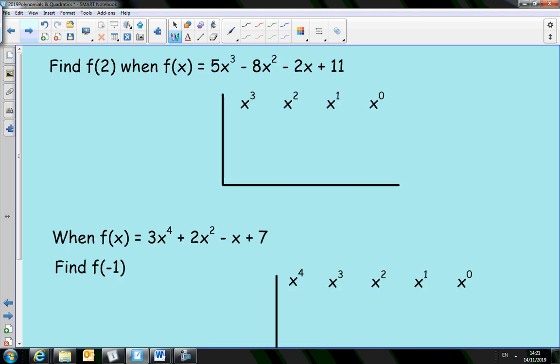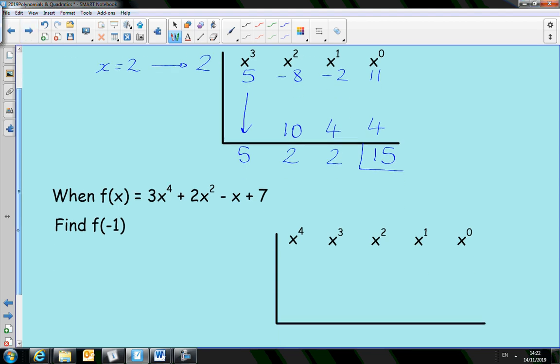Okay, welcome back, guys. So we're finding, question 1, find f of 2 when f of x is given by that function. So your synthetic division, hopefully you had 5, -8, -2, and 11. And you're saying evaluate it when x is equal to 2. So you put in the value of 2 in there. Bring your 5 straight down. 5 plus 0 is 5. Times 2 gives you 10. Add them together, gives you 2. 2 times 2 is 4. Add your -2 plus 4 is 2. Multiply by 2 is 4. Add them together and you will get your final answer of 15.